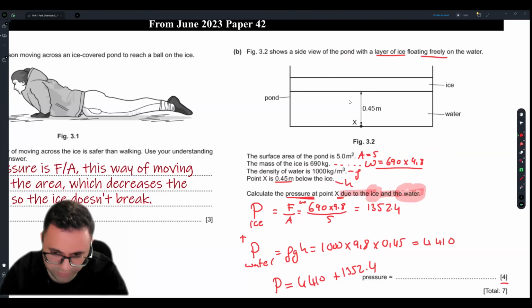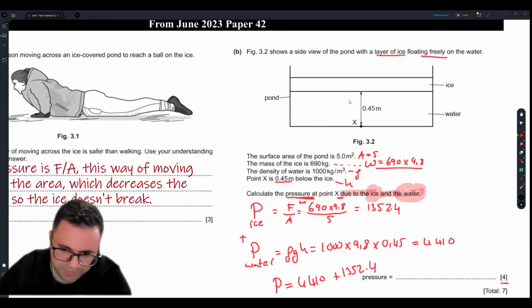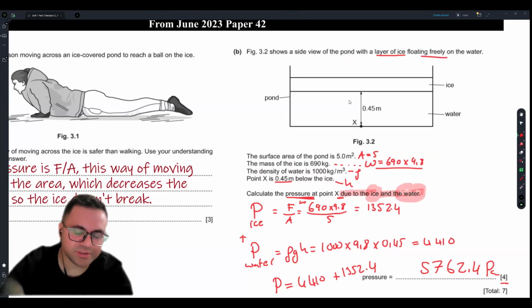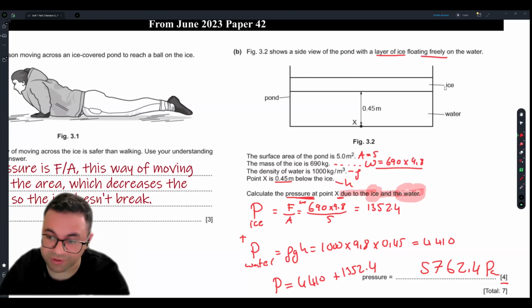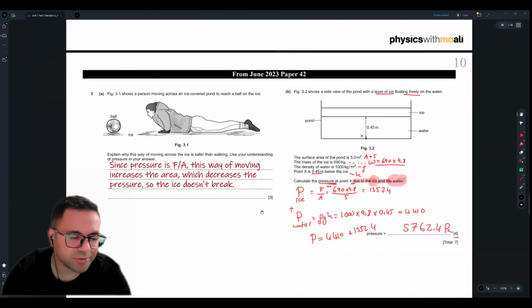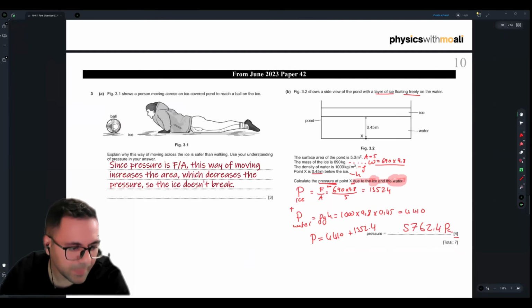Plus 1352.4. This gives me 5,762.4 Pascal. Or just 5,760 is fine. 3 significant figures is fantastic. We'll talk about mark schemes and why they round up or round down later. Okay.